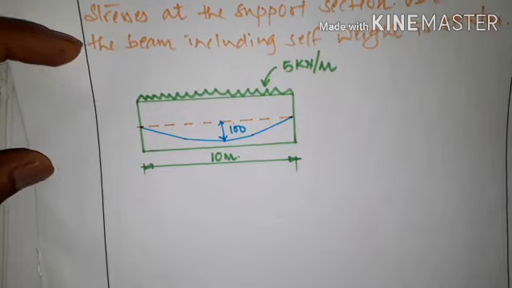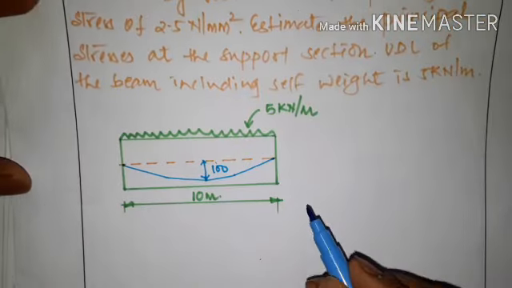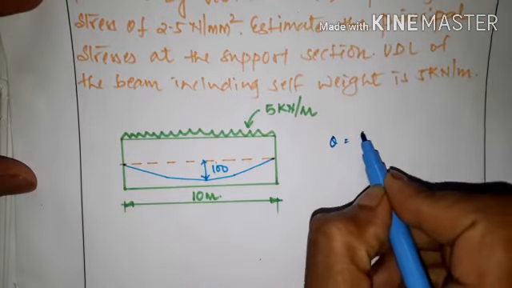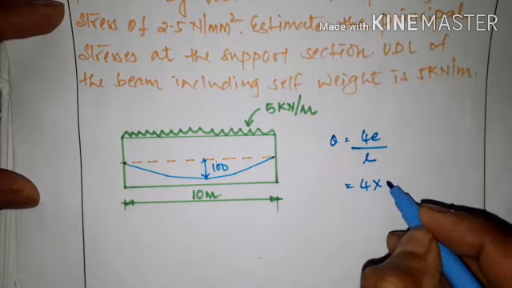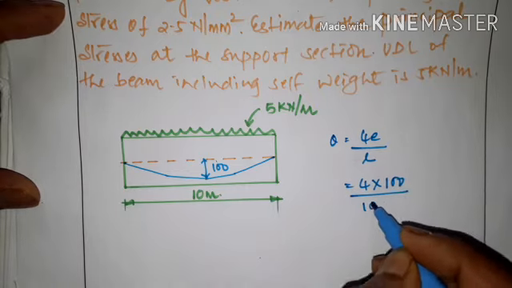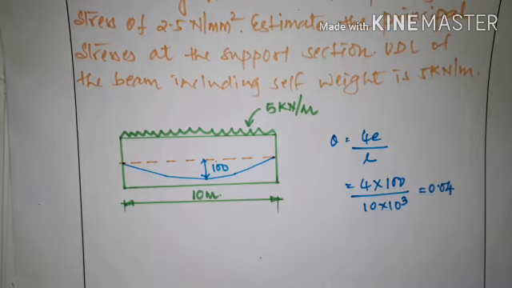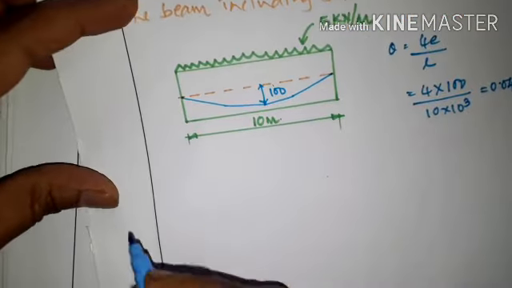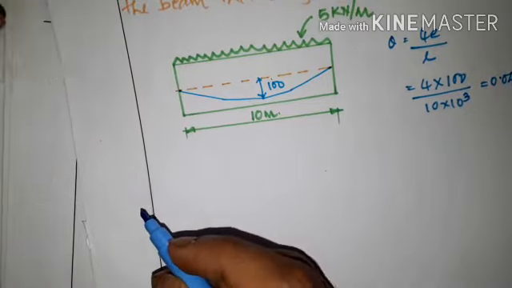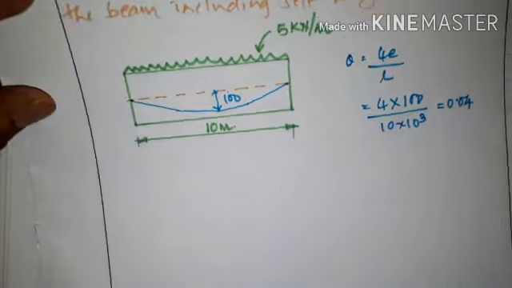This is the sketch regarding the above problem. So first of all, theta is 4E by L. So 4, and the eccentricity at midspan is 100, L is 10 into 10 to the 3, so it is 0.04. Then first of all, we have to find out the principal stresses at the support section. So we'll find out the stresses at the support section now.